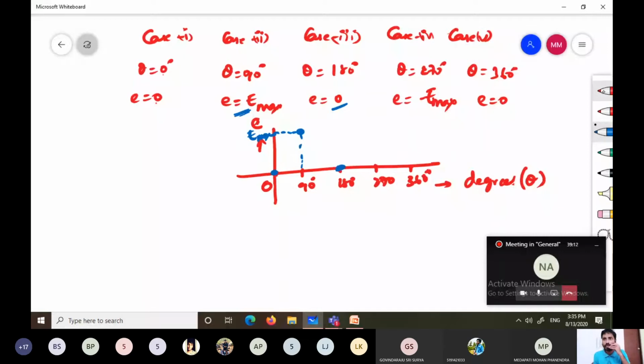That means we have to see it on the negative scale. This is the EMF scale, and the negative maximum is somewhere here. Now locate that point at 270, negative E maximum, and draw the lines until it reaches it. This is the location of that point. Again at 360, the EMF value is 0. Now draw the curve touching these points.